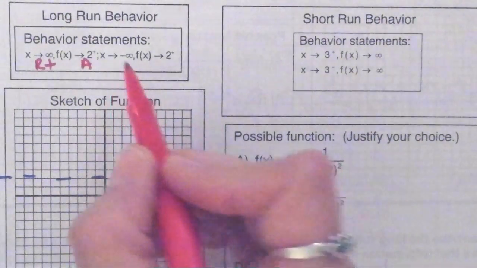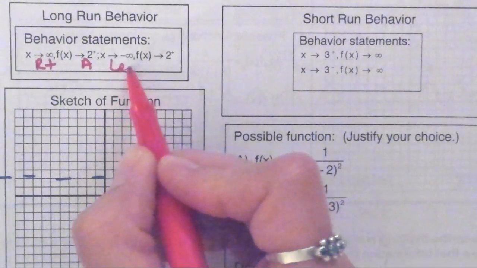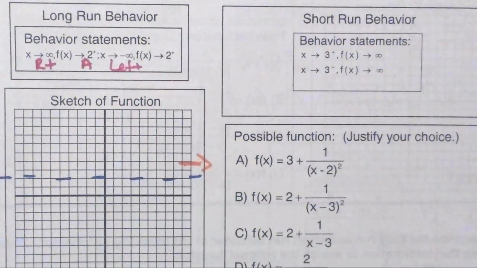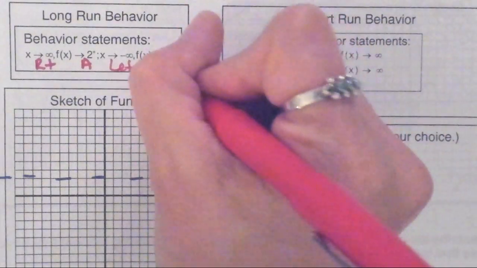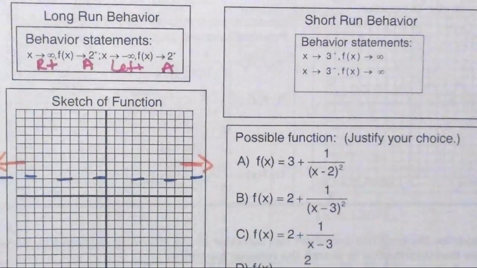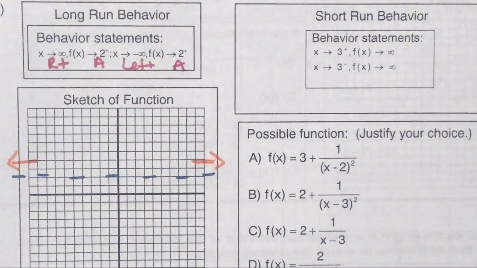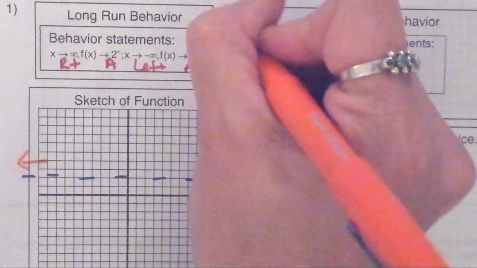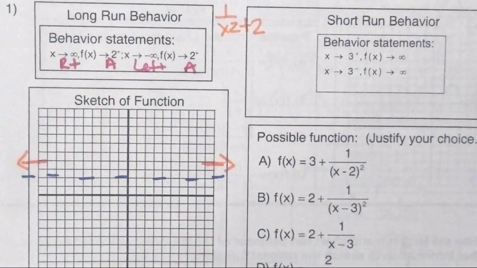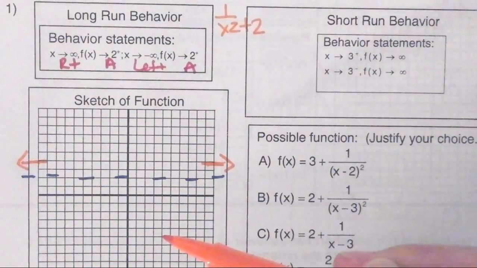And I know as I go off to negative infinity, which means the left of my graph, that I'm going to be what? Above again. Ooh, what does that tell me then? If I'm above, it's going to be a 1 over x squared something, right? Or that's how it's going to behave. So I'm going to make a little note to myself right here. This is a 1 over x squared with a plus 2 because I have an asymptote at plus 2. That's something I figured out just from this statement.